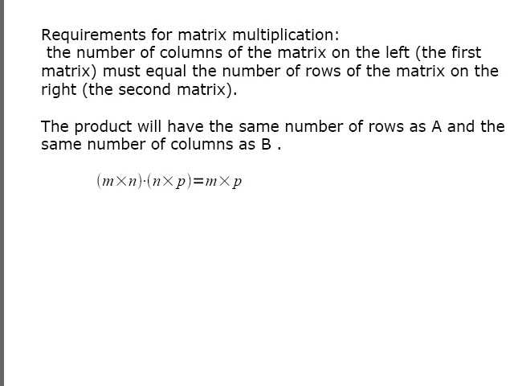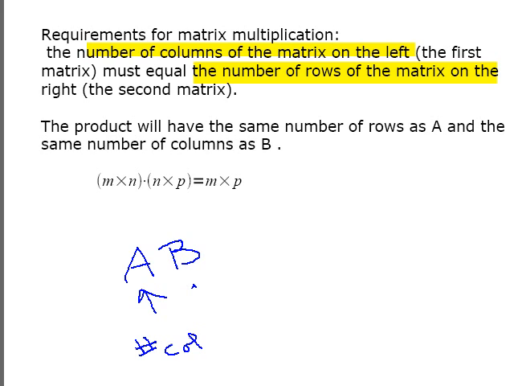The reason that multiplication is defined for certain combinations of matrices and not others is that there are requirements for matrix multiplication. These are requirements on the matrices that you're multiplying. The requirement is that the number of columns in the first matrix, that would be the matrix on the left, has to equal the number of rows in the matrix on the right. So what I mean by this, if I'm multiplying A times B, the number of columns that I have here has to equal the number of rows in the second matrix.